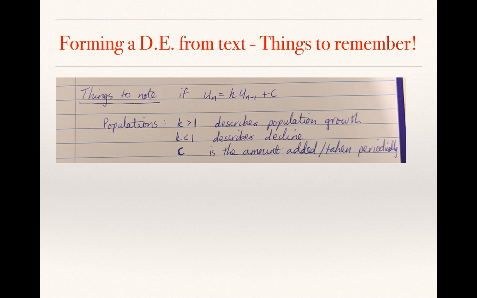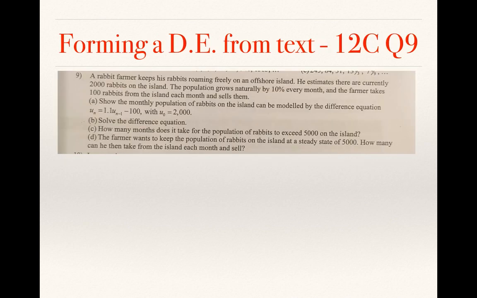And then the c value is a constant amount added or taken away periodically. So if the n thing is describing the change in population every year, the c value is describing a constant amount being added or taken away every year. The population growth and birth then will always be in and around the 1 value typically, but if it's over or beneath, it'll be growth or decline. Let's have a look at some questions.